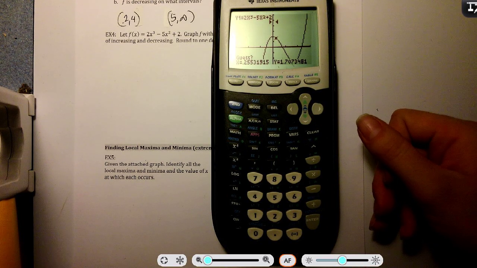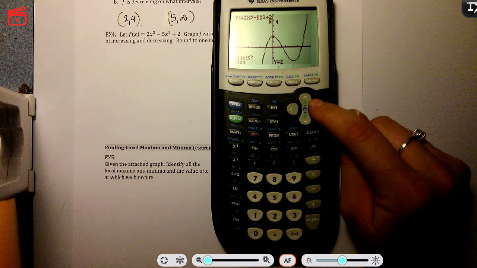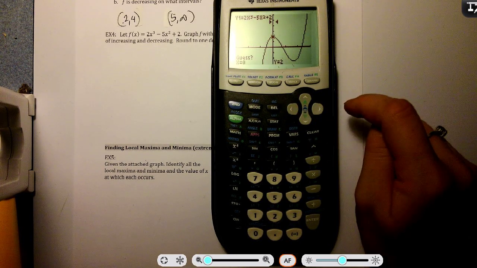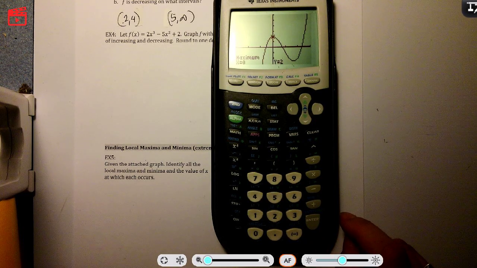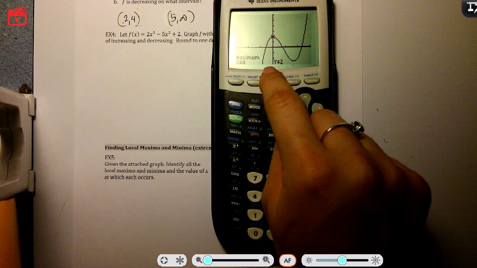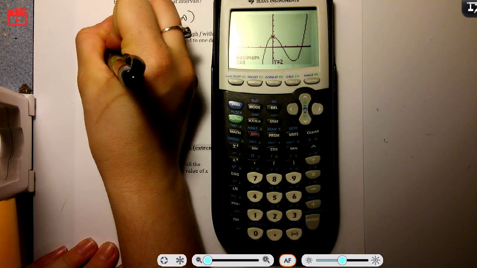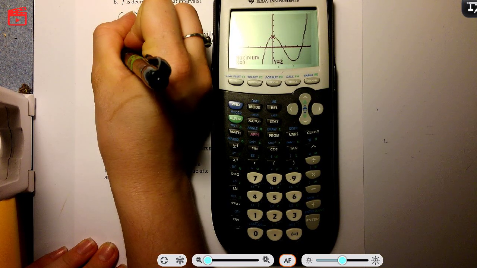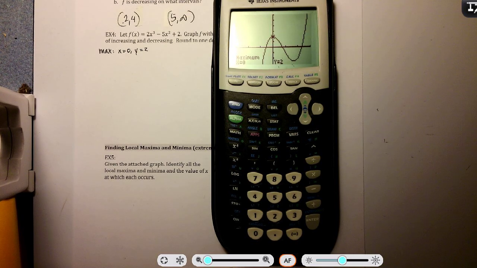And now it's going to say guess. In this step, I'm going to move to the point I'm trying to guess at, which is about there. So I'm going to hit enter. And it has told me my maximum point is 0, 2. So I'm going to go ahead and write my max is x equals 0, y equals 2. Okay, so that was the max.